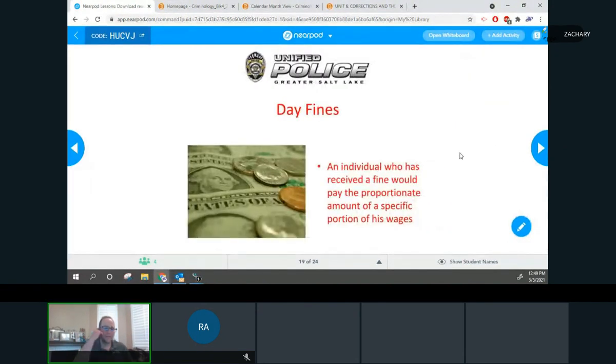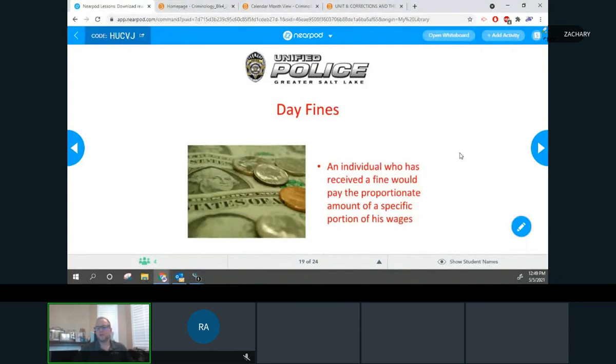So there are day fines. An individual who has received a fine would pay a proportional amount based on a specific portion of his wage. So for example, there are all kinds of items that they want that they can buy from the store, maybe a candy bar or something like that.